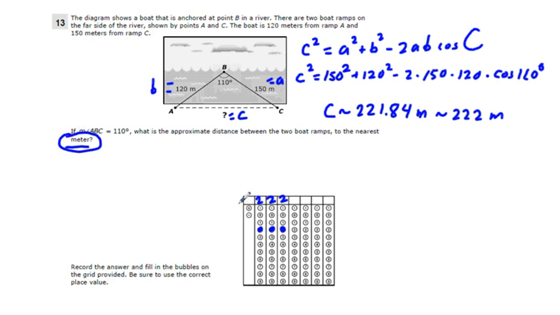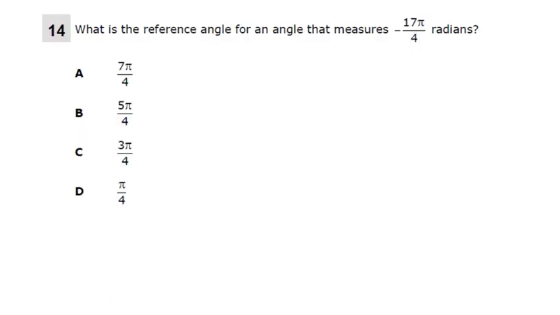Next, 14. What is the reference angle for an angle that measures negative 17 pi over 4 radians? There are just so many different ways we could do this. One thing you could do is convert this radian measure into degrees and then just add 360 till you get an angle that you can work with, and just look for that. Let's just be consistent with what we've done. Let's go ahead and do that. If you know what you're doing, it's not the most efficient way to do it.